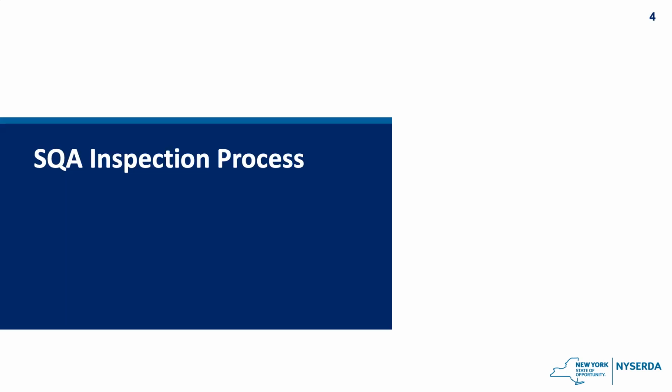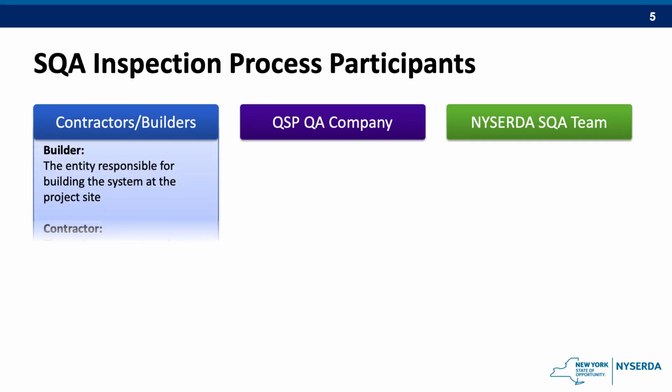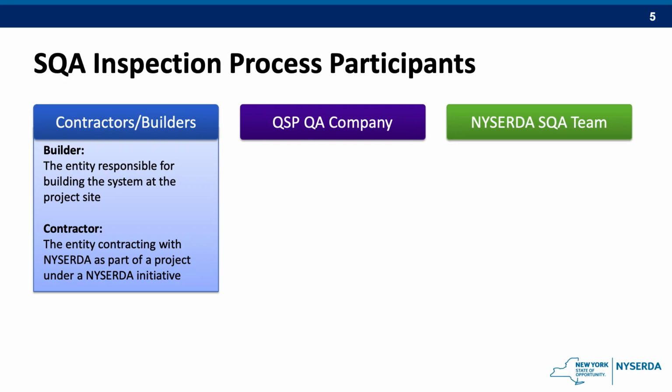In this chapter, we will review the SQA inspection process. There are 3 main groups that participate in the SQA inspection process. Contractors and builders are responsible for completing the installation work at the project site. Depending on the type of inspection scheduled, they may also participate in the inspection process to provide photos of their work during or post-completion. Contractors and builders are notified by email when they are required to complete specific SQA inspection activities.